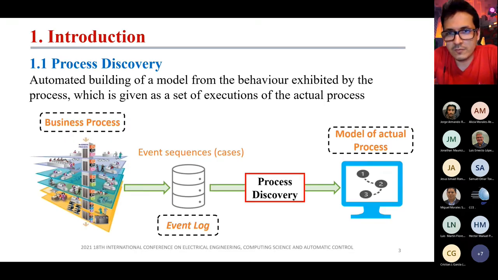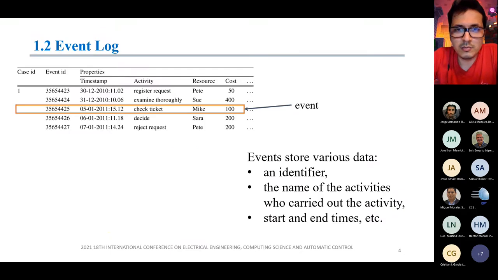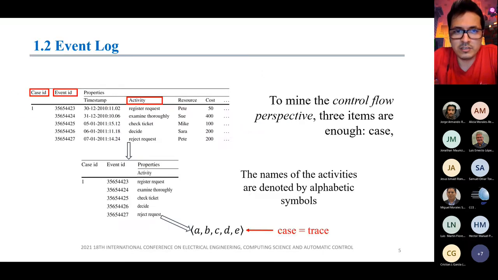Process discovery is the problem of building a formal discrete event model from a set of executions of a real process. Executions of a process given as event sequences are stored in an event log. Event sequences are usually called cases. In the event log, events have multiple attributes, for example, case identifier, event identifier, activity name, information about who performs the activity, etc. However, to discover the flow of control, only three attributes are enough: the case identifier, the event identifier, which records the order in which the event occurs, and the names of the activities. In addition, the actual names of the activities are not required, so they are represented by alphabetic symbols. Therefore, the cases can be considered as sequences of symbols, also called traces.